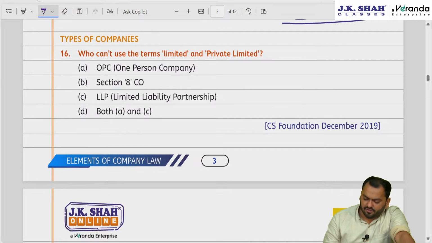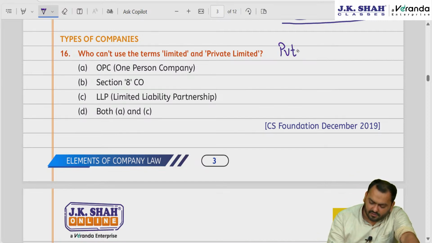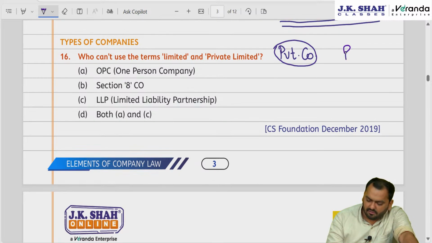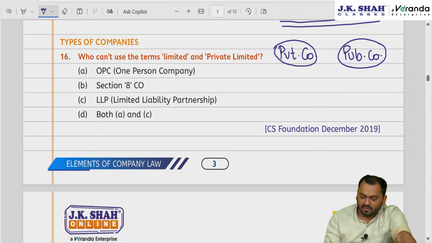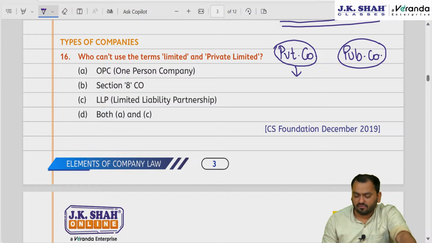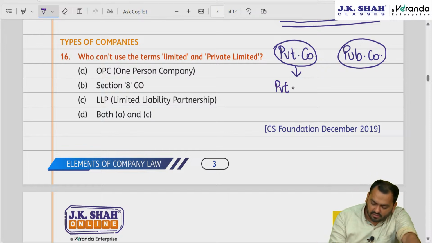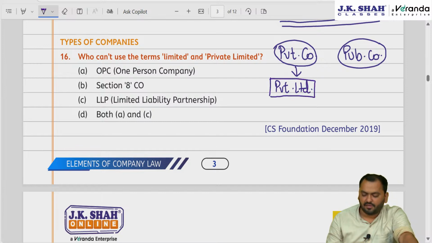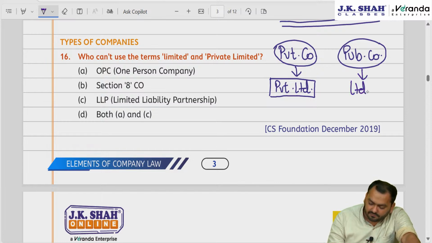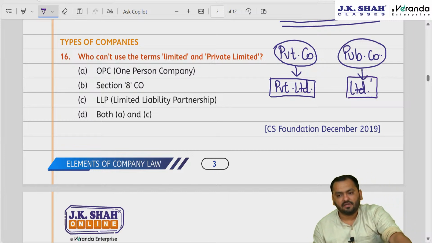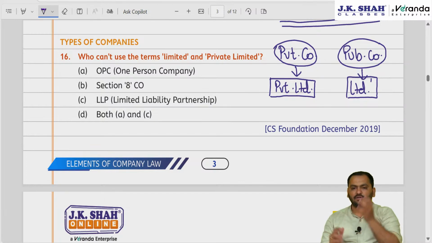Firstly, friends, if I explain to you, see the two types of companies, private company and public company. In a private company, we always use the word Pvt. Ltd. at the end of the name of the company. In a public company, we use only the word Limited, only Ltd. at the end of the name of the company, right? So private limited and only limited, right?